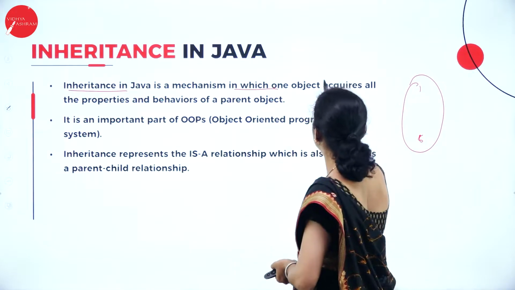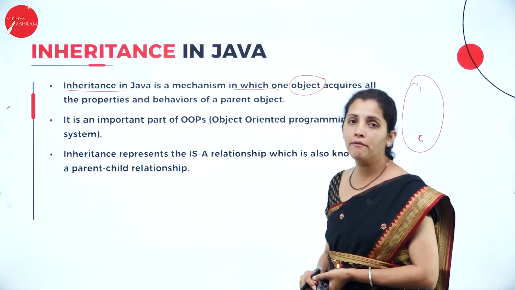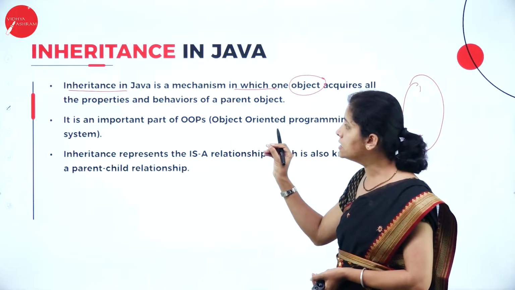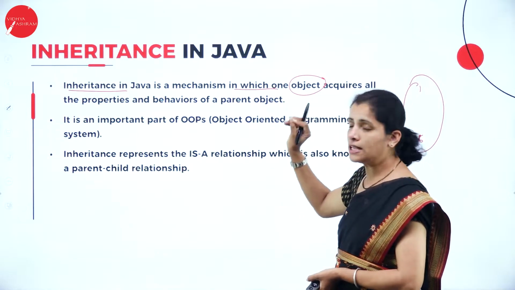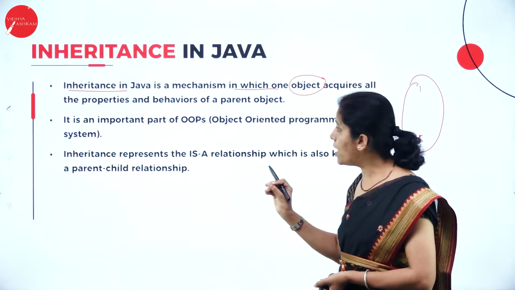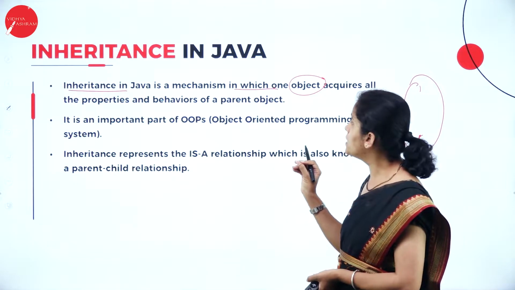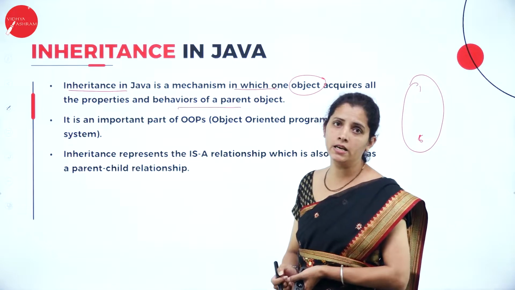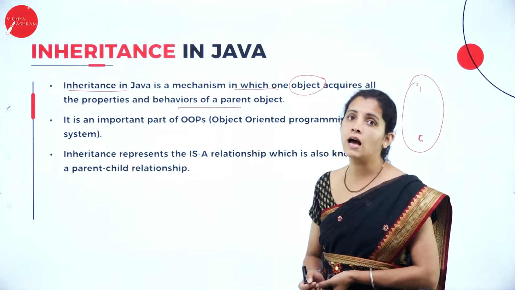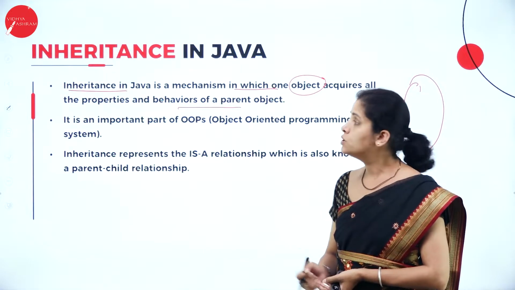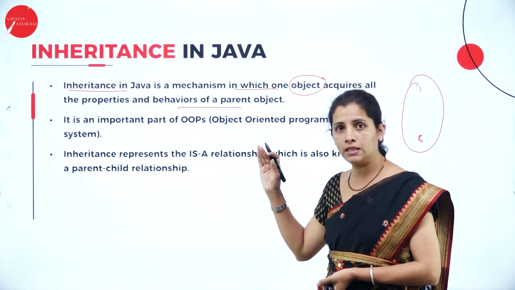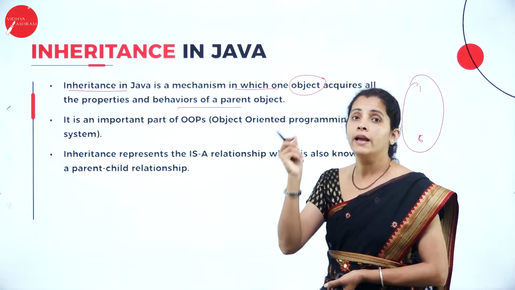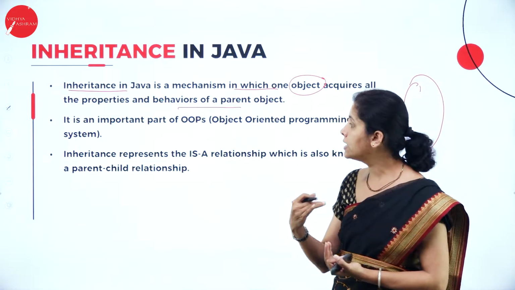So, inheritance in Java is a mechanism in which one object. So, dear student, it is the Java programming language and everything is treated as classes and objects in Java. So, what is inheritance? It is a mechanism in which one object can acquire the property as well as behavior of a parent class. So, what is property here? That is nothing but the data members as well as member functions. So, what is inheritance? It's nothing but the ability to acquire the properties of an existing class in my new class.